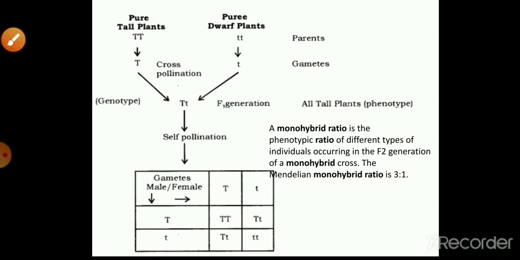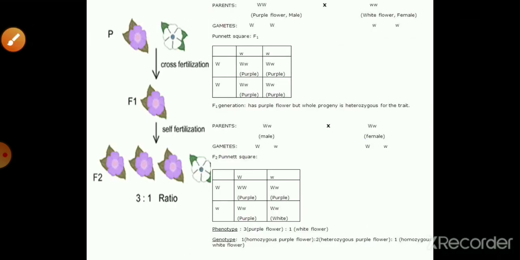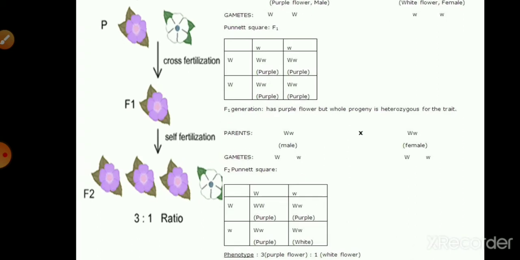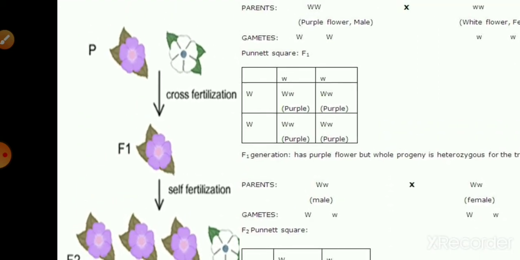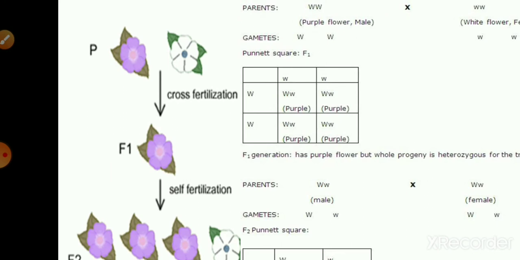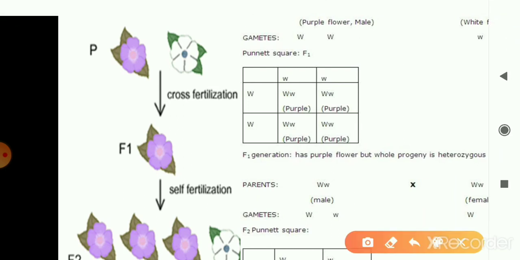So that's the monohybrid ratio, and this is not only in the case of height. Suppose another cross is done, taking the character of flower color. As already said in the beginning, the garden pea plant produced two types of flowers. Some of them were producing flowers which were purple in color, and some were producing flowers which were white in color.